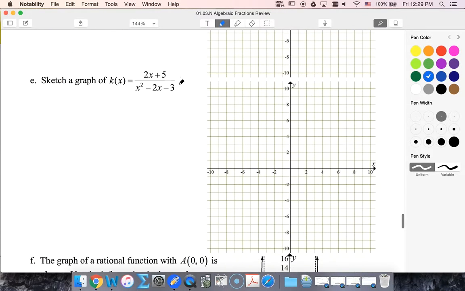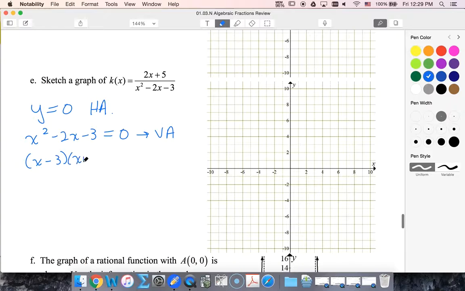So let's come down here and try this one where I don't have a point discontinuity. So now I have degree of the top is less than the degree of the bottom. So I know that y equals 0 is my horizontal asymptote. My vertical asymptote is where x squared minus 2x minus 3 is going to be equal to 0. That leads me to my vertical asymptotes. In this case, there's 2 because this factors x minus 3, x plus 1. So x equals 3, x equals -1 are my vertical asymptotes.